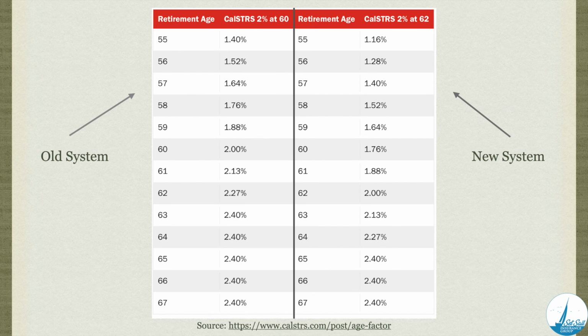Here we have a side-by-side graph comparison of the old system versus the new system, just so you can kind of get an idea of what it looks like. You can also find this on the CalSTRS website, which I have linked below. Here are the retirement ages and their corresponding age factors used in the pension calculation. So you can see how the numbers were reduced for the new system, requiring teachers to unfortunately work longer to get the same pay as before.